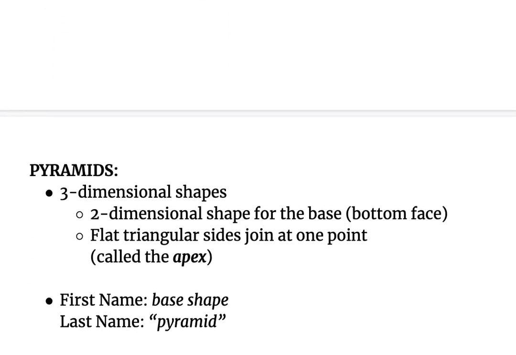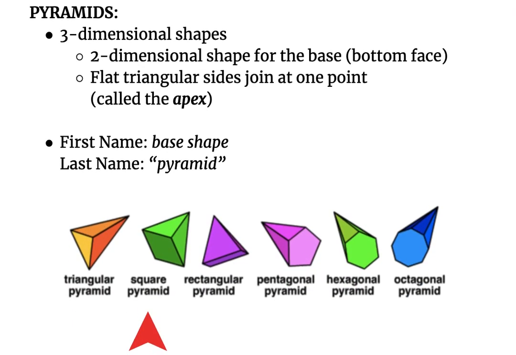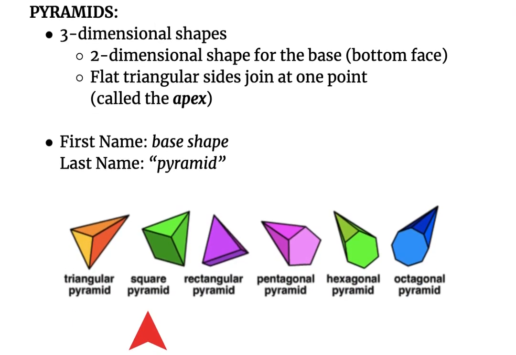Okay, the next family is the pyramids family. So they are also three-dimensional shapes, and they have things in common. So they are always going to have one base. The prisms had two bases, right? One on each end. But pyramids only have one base. They kind of sit on one base. And that base is going to be a particular two-dimensional shape. It's the bottom face. And then their sides for the pyramids are always going to be flat triangular sides. And they're always going to all join at one point.